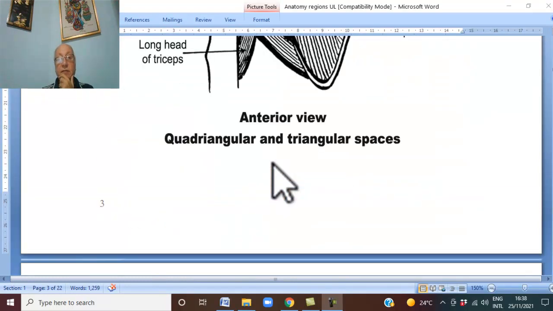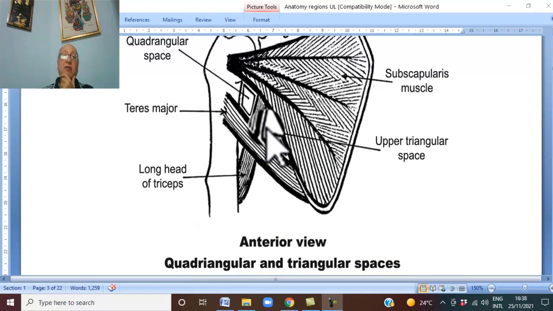Then we have a third space called lower triangular space. The lower triangular space limited by what? This is the lower triangular space. Limited medially by the long head of triceps. Above, limited by teres major muscle.